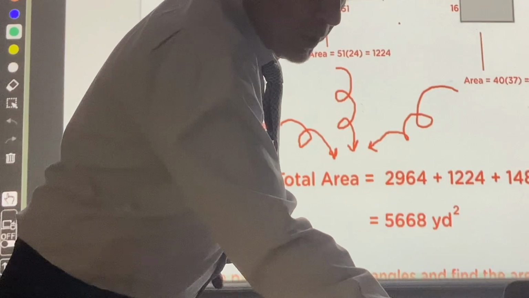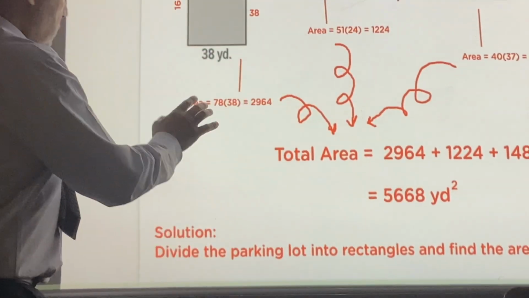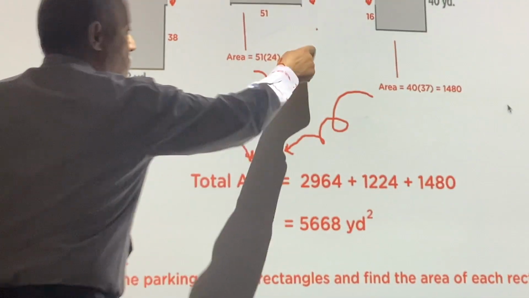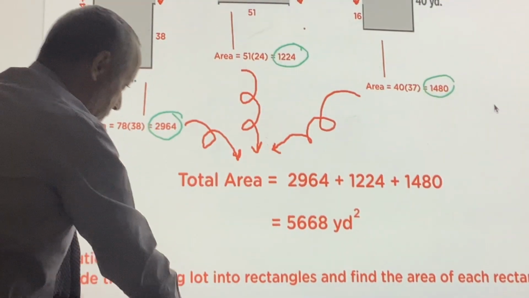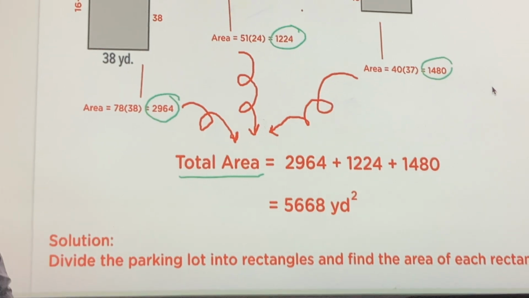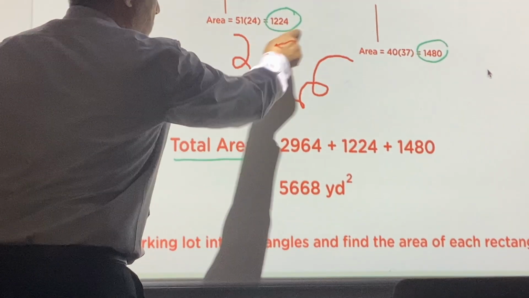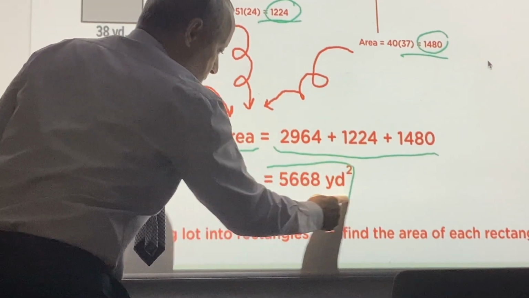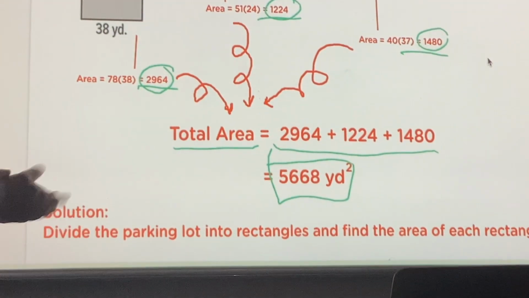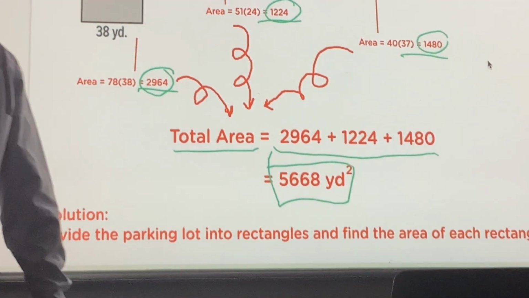After you do this, just add them. You have 3 parts with the area of each one of them as calculated. You add them together, you get what? The total area. Add this to this to this, which is here. Final answer is 5,668 square. Done.